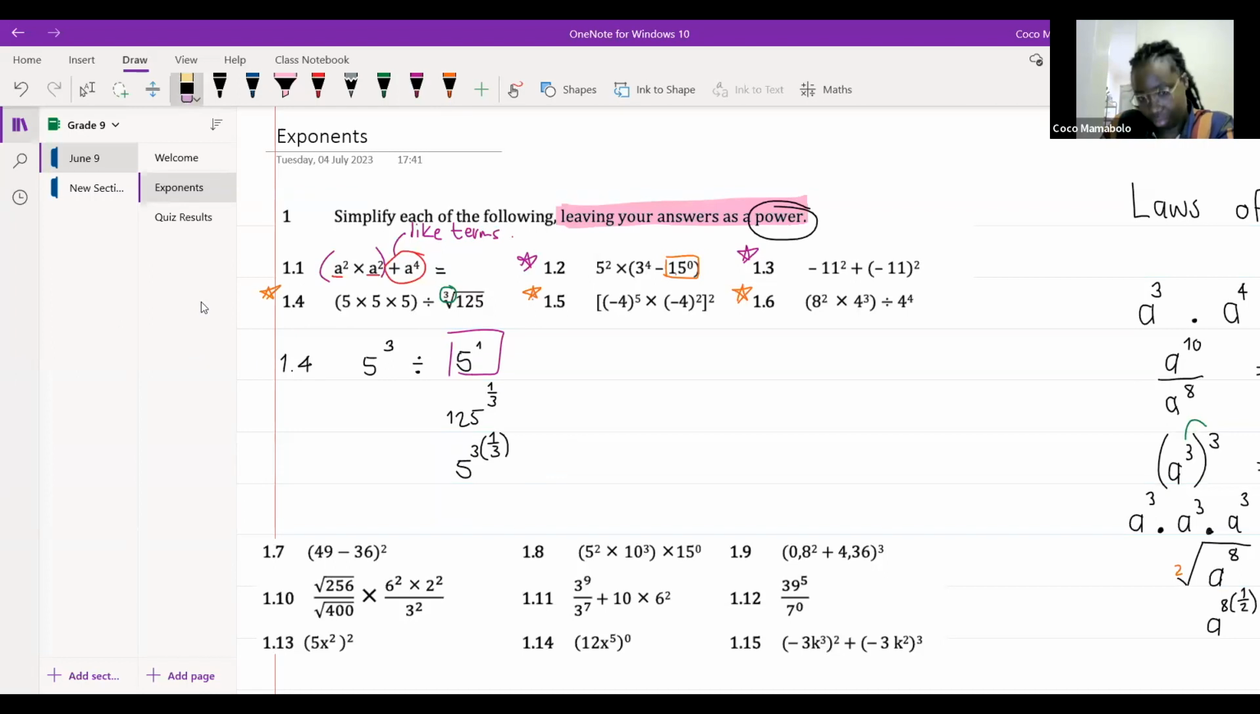And ma'am, I kept on doubting my answer. No, absolutely. It is correct. You did it correctly. But you're not done, Tando. I have like bases and they're being divided. What do we need to do? Sorry, ma'am. We need to divide now. Good. So we're dividing. So my bases are the same. I'm going to keep my base. What am I going to do with my exponents?